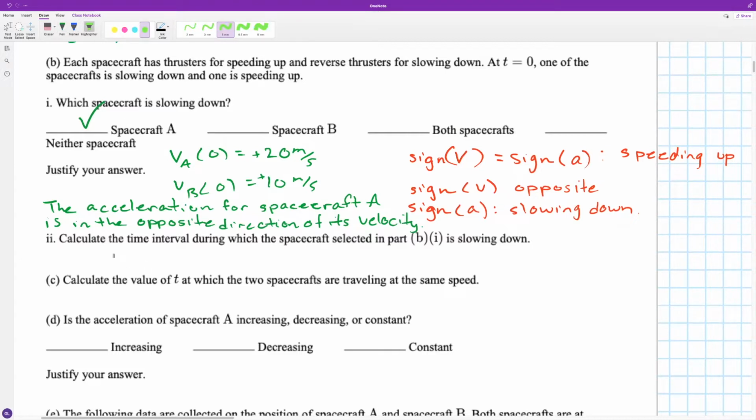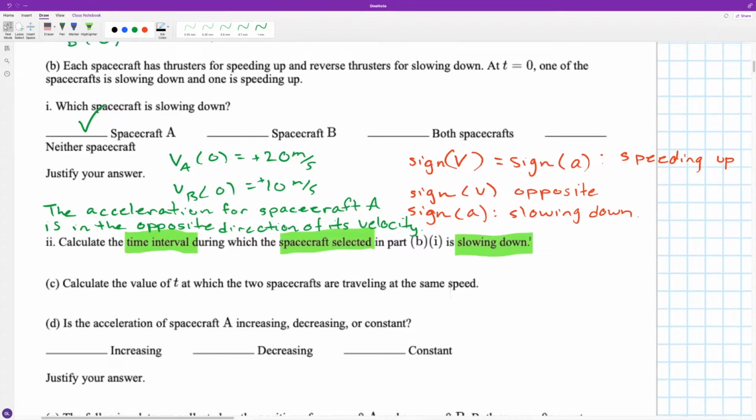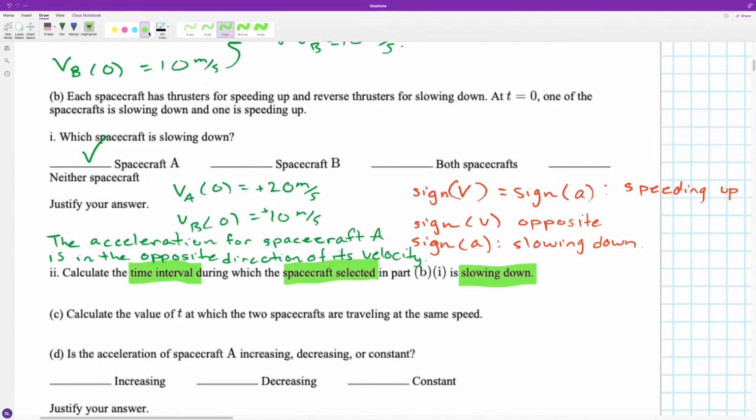So here we have to calculate the time t. Sorry, again, I am misreading. Sorry for not formatting the PDF better, that way we could get a little more legibility. It's the selected spacecraft that is slowing down. Okay, alrighty. So there are a couple of ways to do this.